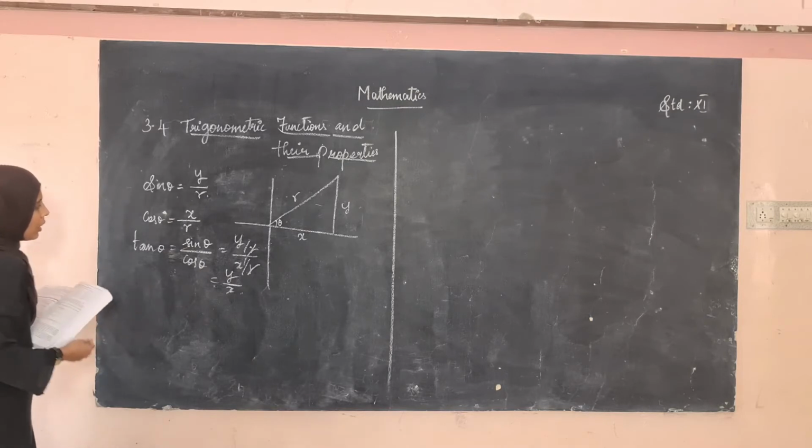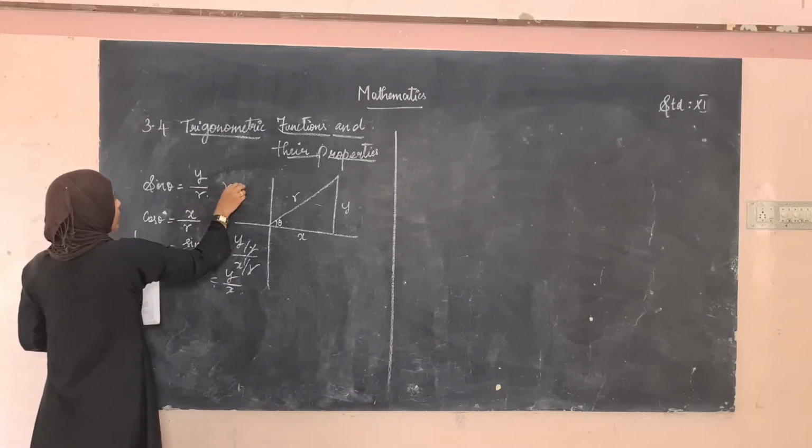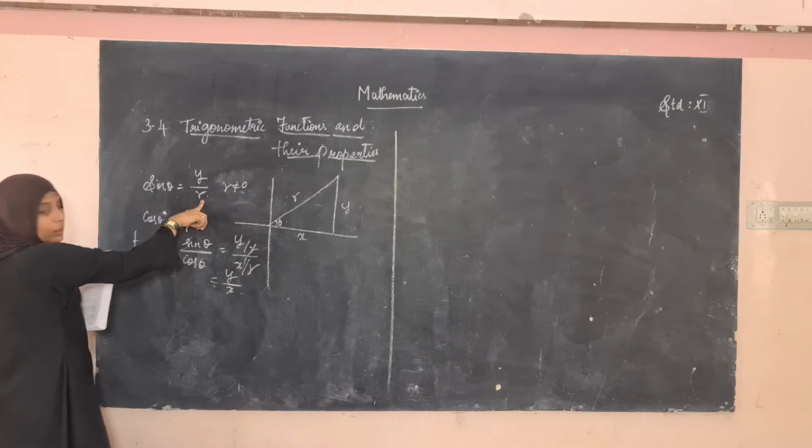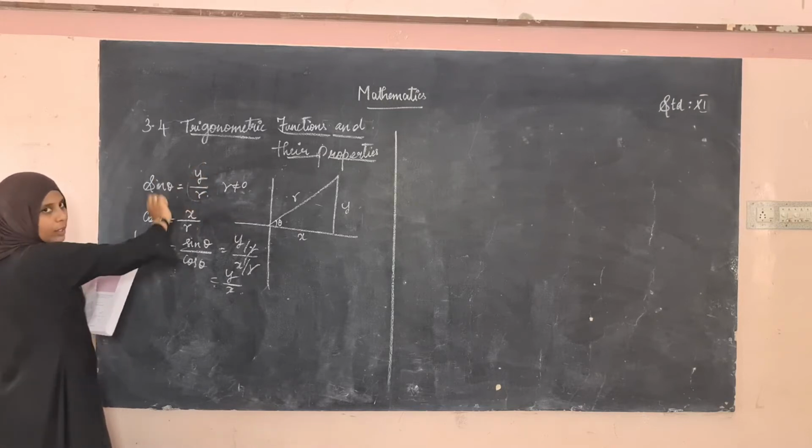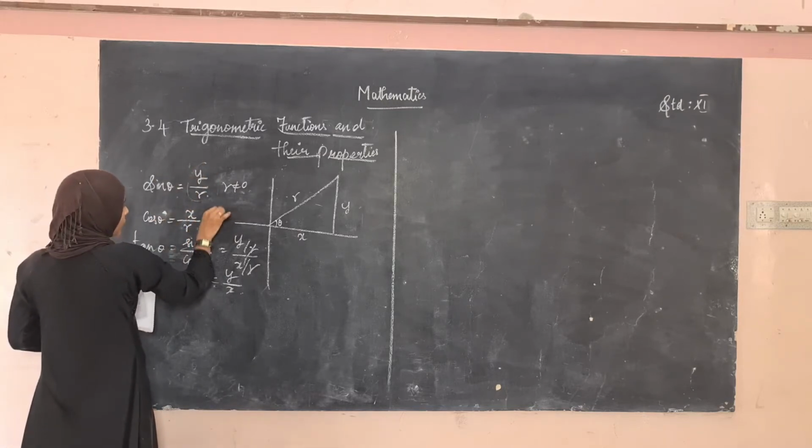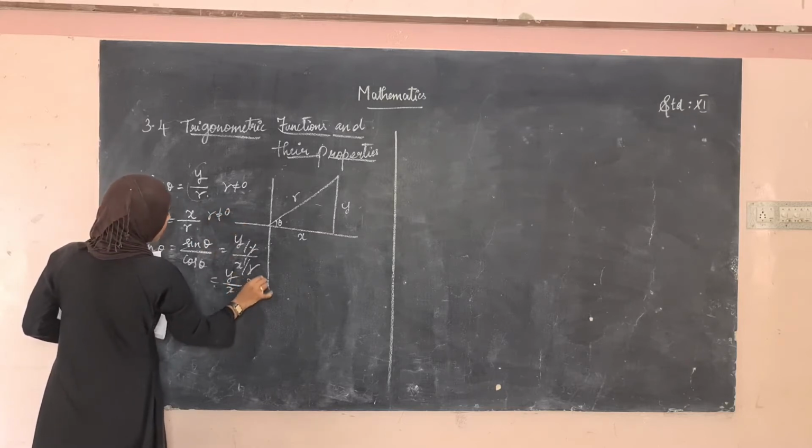Okay. So here r should not be equal to 0, right? If r is equal to 0, this value is not defined. And here r should not be equal to 0. And here x should not be equal to 0.